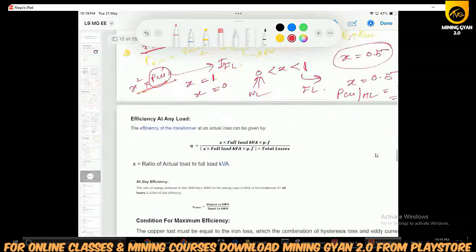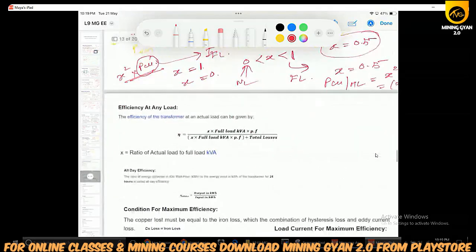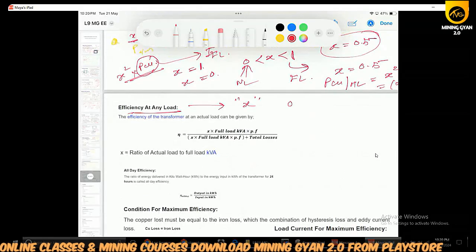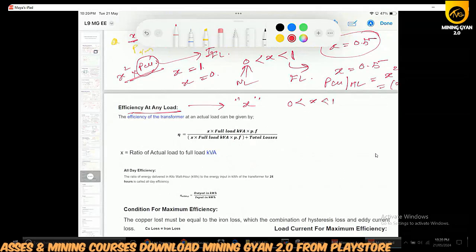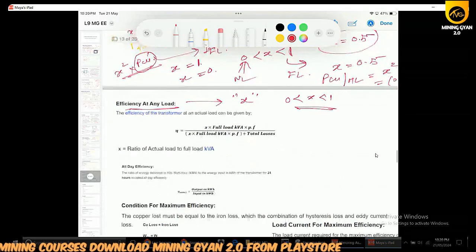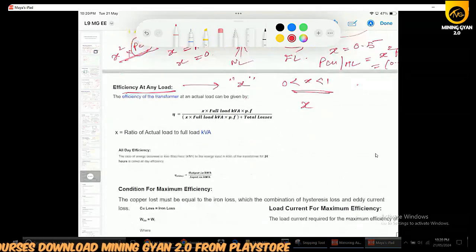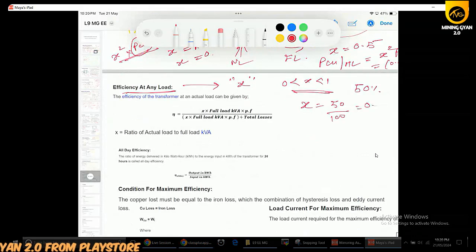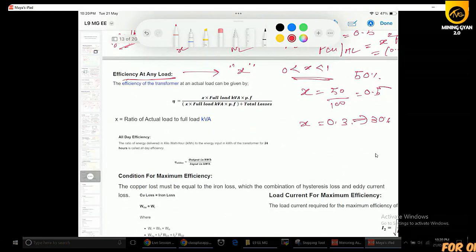So efficiency at any load, how to calculate? At any load means there will be x parameter, and its value will vary between 0 and 1. Okay. So at any load, let us say 50% of load. So what will be the value of x? 50 by 100, and that will be your 0.5. Okay. X can be 0.3 also. That is the 30% load condition.